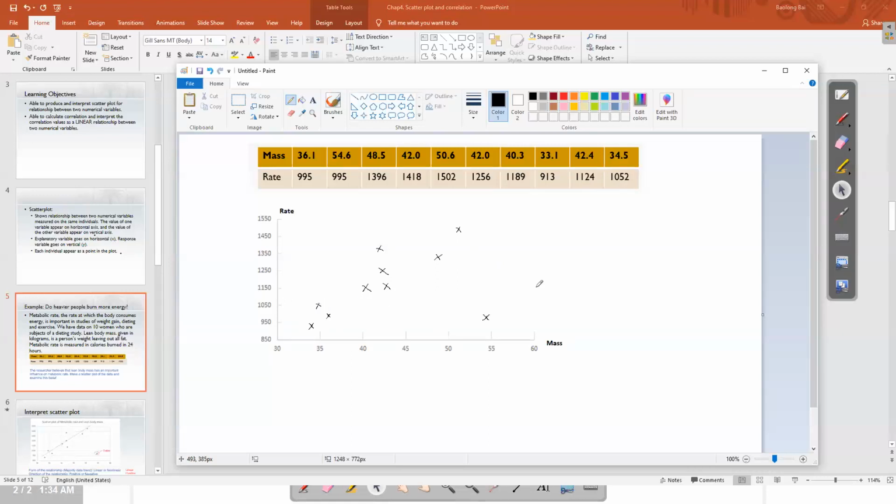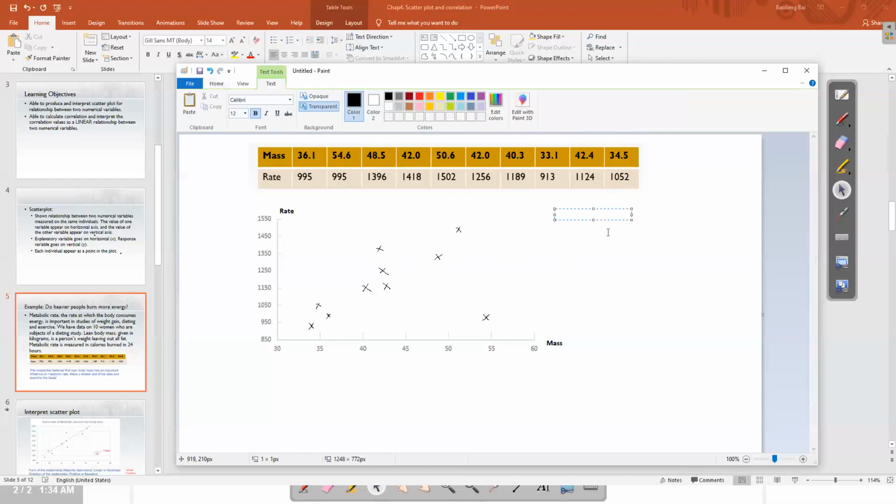All right. So once all the individuals have a location identified in the XY plane, then the scatter plot is done. So you have 10 individuals, you should have 10 points. 1, 2, 3, 4, 5, 6, 7, 8, 9, and 10, right? And that's your scatter plot. So we know how to draw a scatter plot, right? So now why do we draw a scatter plot? What can we learn from the scatter plot?